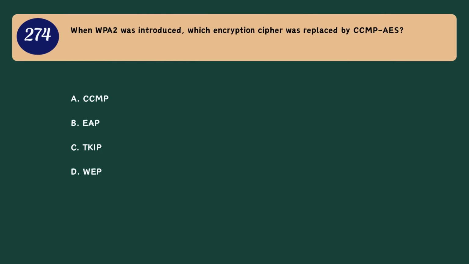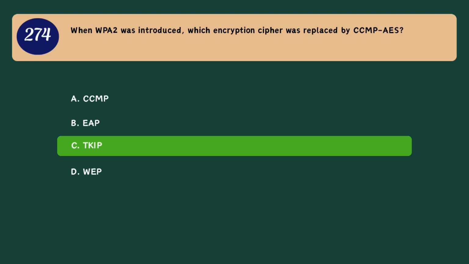Question 274. When WPA2 was introduced, which encryption cipher was replaced by CCMP-AES? A. CCMP. B. EAP. C. TKIP. D. WEP. Correct answer. C. TKIP.